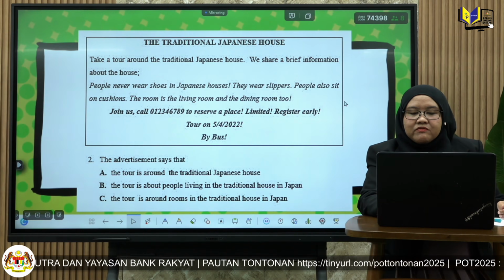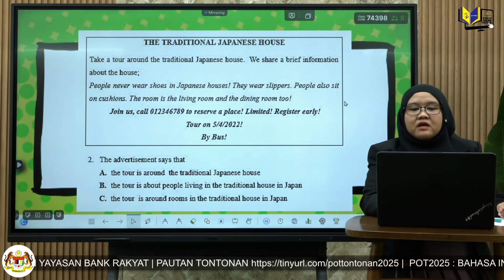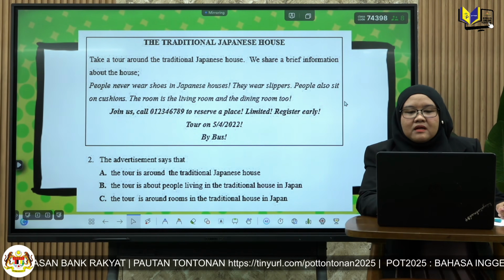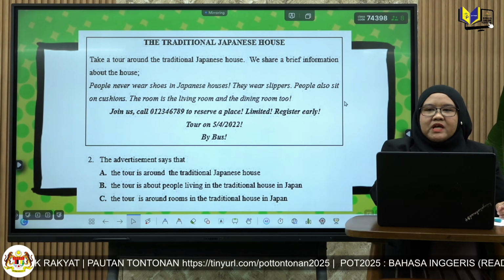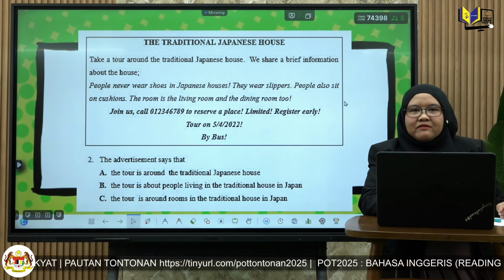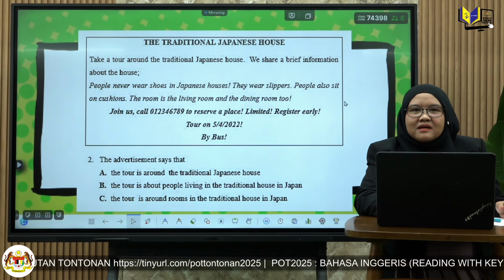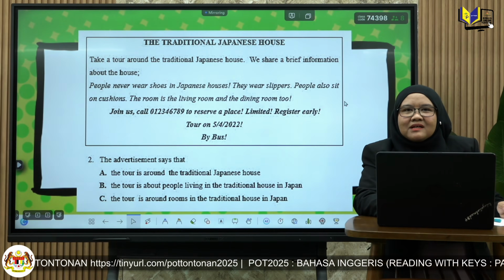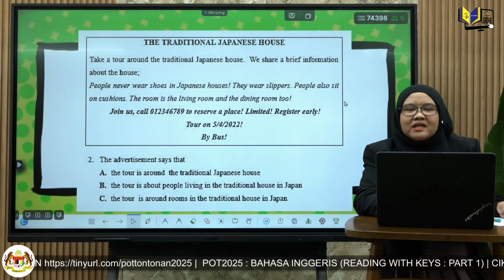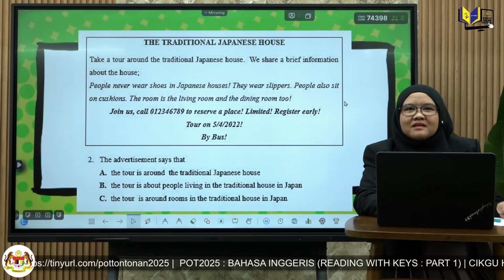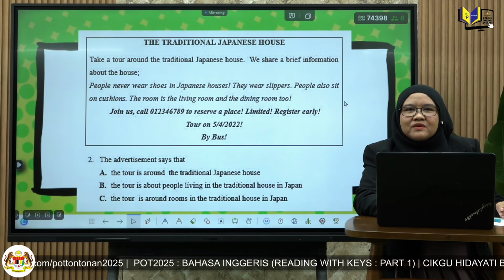B, the tour is about people living in the traditional house in Japan. C, the tour is around rooms in the traditional house in Japan. So the students who are in tonight, you can also type your answer in the Google Meet or in the YouTube live there. Okay, can I get the answer? Who's there? Okay, a few of you have answered the questions. Okay, I commend your spirit in trying to answer the questions.